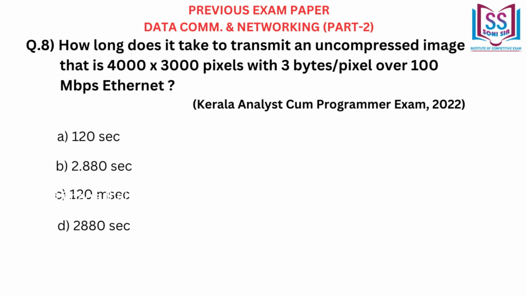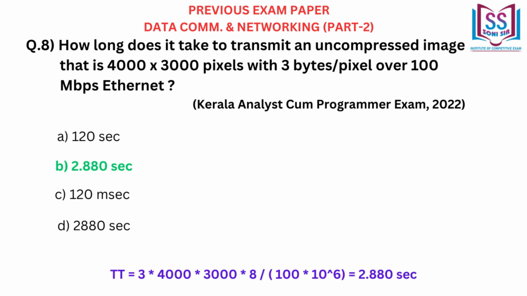How long does it take to transmit an uncompressed image that is 4000 by 3000 pixels with 3 bytes per pixel over 100 Mbps Ethernet? A. 120 seconds. B. 2.880 seconds. C. 120 milliseconds. D. 2880 seconds. Correct answer B. 2.880 seconds.